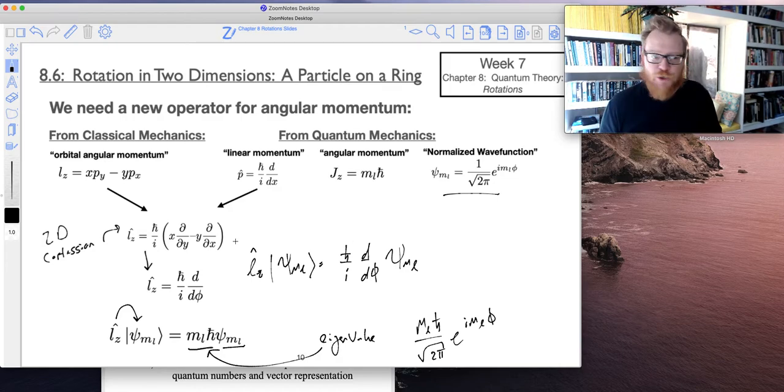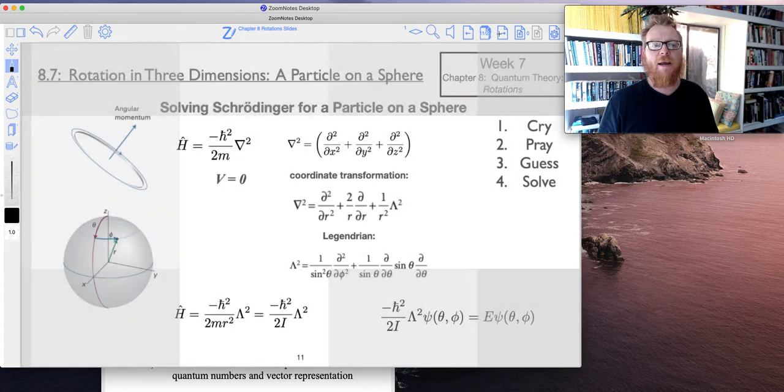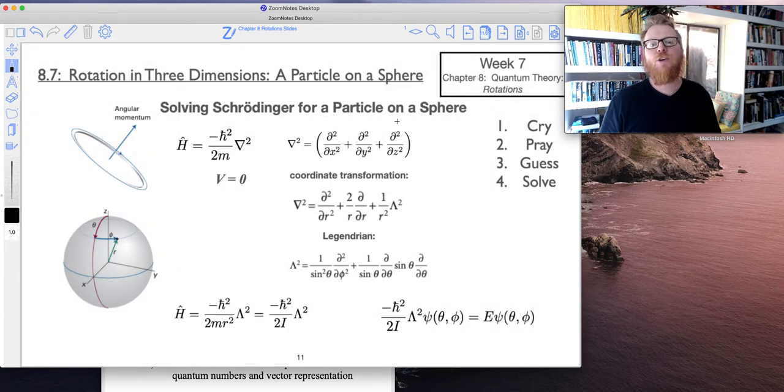So we're going to use this angular momentum operator to continue exploring this uncertainty principle given by angular momentum and angle. But before we continue with that, I want to expand this particle on a ring model into a particle on a sphere.